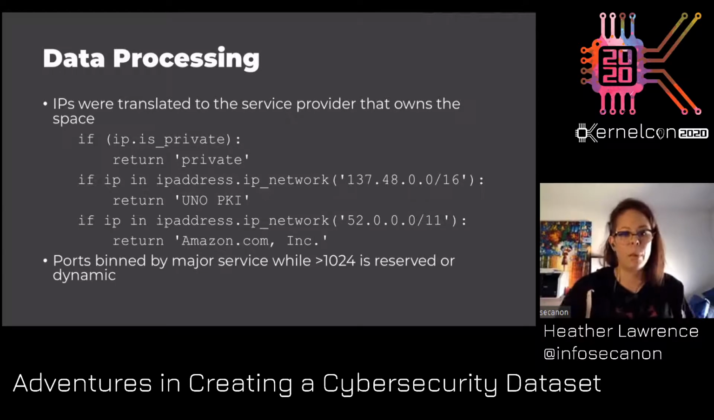And then we binned ports by major service. Think about ports, right? 65,535. You don't want that many features, one for each port. That's not how that works. So you bin them by group, based on which ports are important.